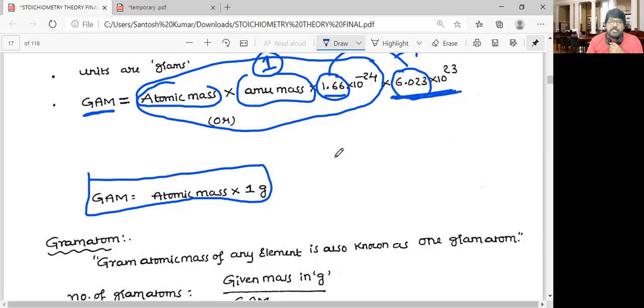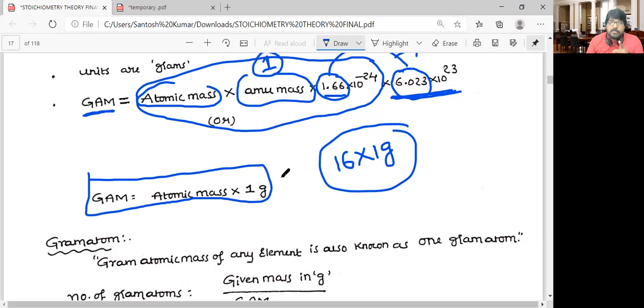Oxygen. What is the atomic mass of oxygen? 16. Atomic mass of oxygen is 16. Gram atomic mass of oxygen is 16 into 1 gram. But there is so much difference, no? So 16 grams means this is not the mass of single atom. This is the mass of Avogadro number of atoms.